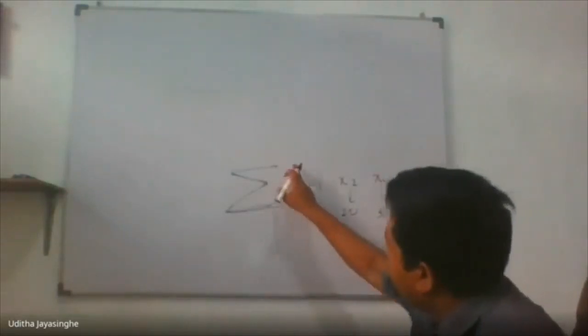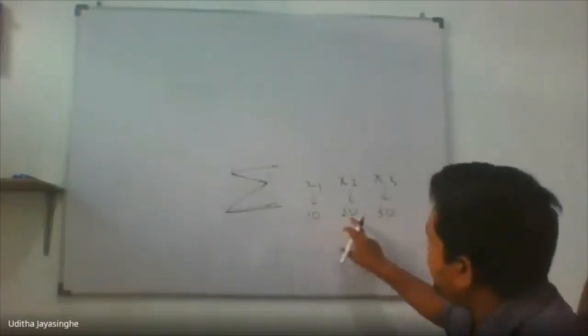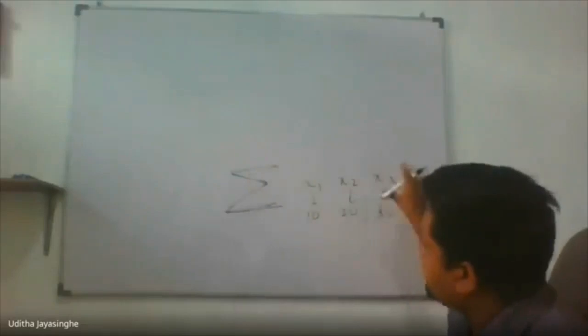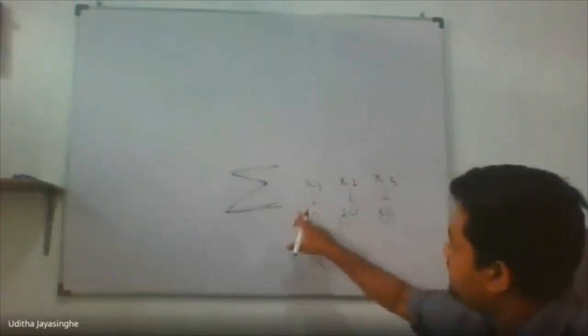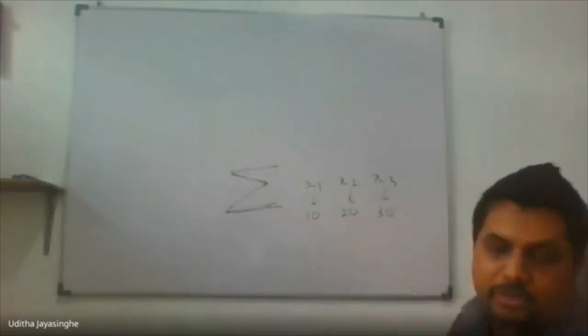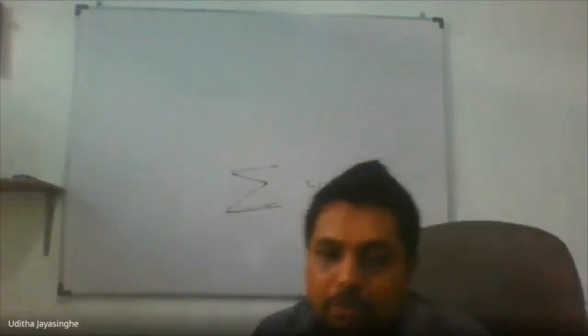Now, if you have a sigma, the operation that you have to do is simple. You have to add these numbers together. Simple as that. So the sigma of these numbers, if I ask you, you have to tell me it is 60. 10 plus 20 plus 30 is going to be 60. Okay. It's a starting point of getting known to sigma.